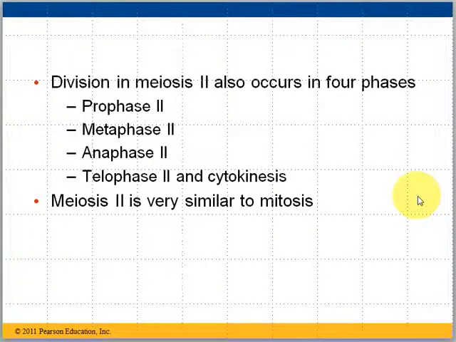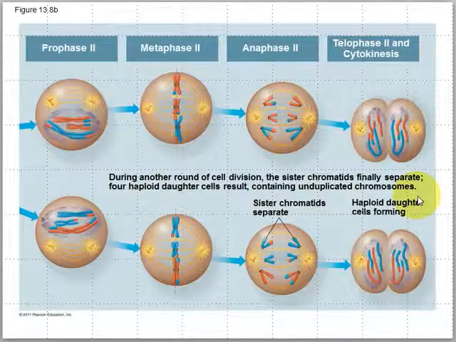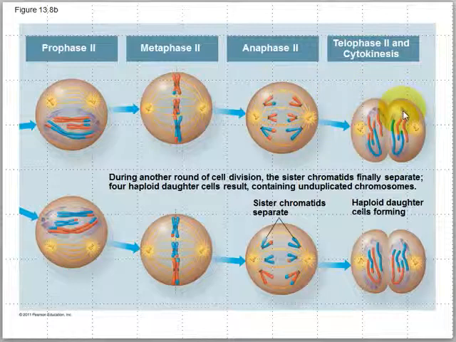Now we're ready to go to stage 2, or the second act of meiosis, called meiosis 2. All we do is throw a 2 on the end, so we have prophase, metaphase, anaphase, telophase. Meiosis II is very similar to mitosis. You don't even have the special activity that went on in prophase 1. So here's an overview: prophase, metaphase, anaphase, telophase.